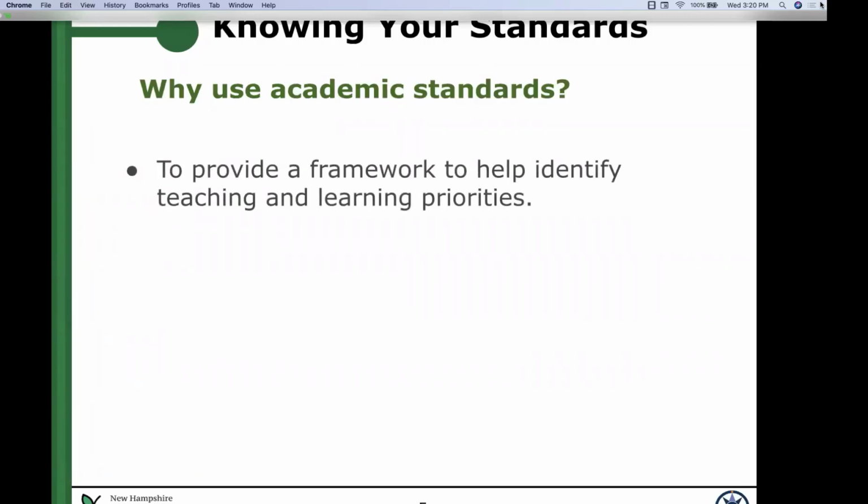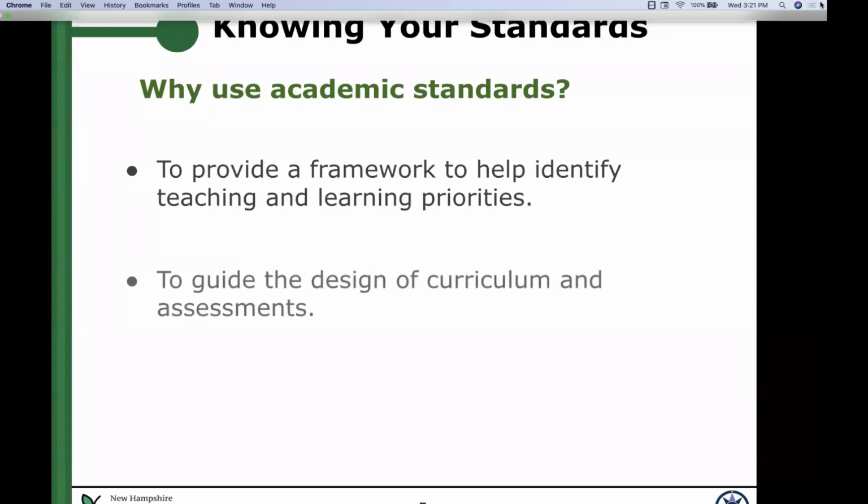So why use them? Again, that's that framework that we talk about, and they're really helping us make sure that we are looking at our teaching and learning priorities. There are some standards, you know, we say that not all standards are created equal, but we really need to make sure we're looking at all standards to figure out those learning priorities. They're that guide to help you design any of your curriculum and your assessments.